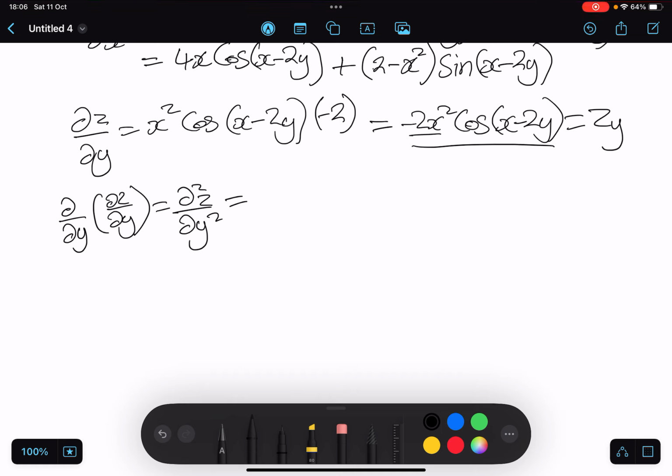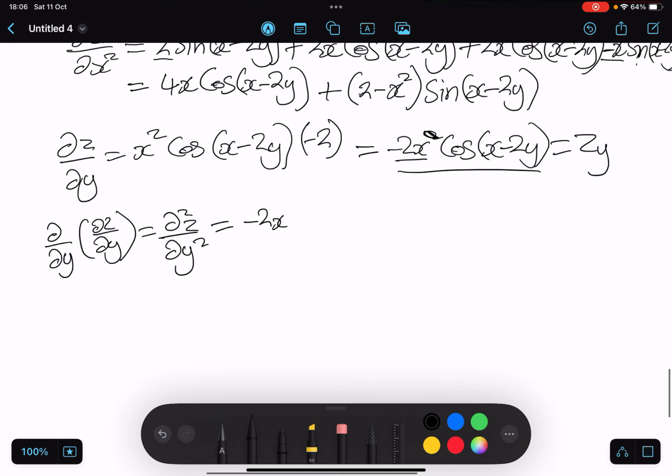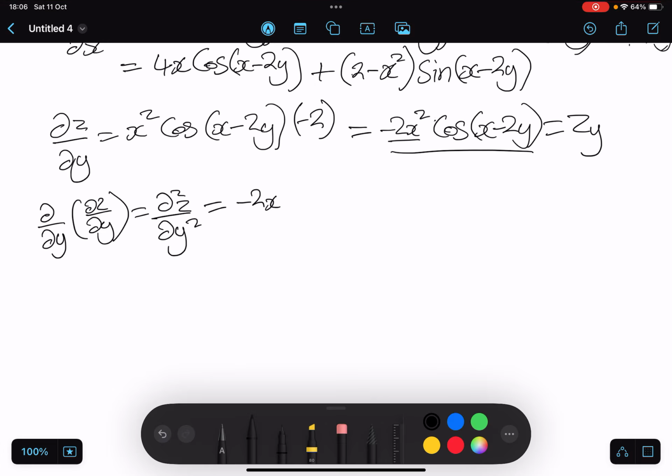This part is going to be a constant because x is a constant. So we are going to have minus 2x squared. Oh yes, it's squared. I'm so sorry. Let me erase here. This is going to be squared. Yes, this is squared. So now we are differentiating this again.